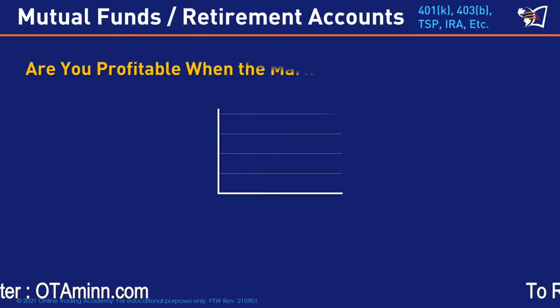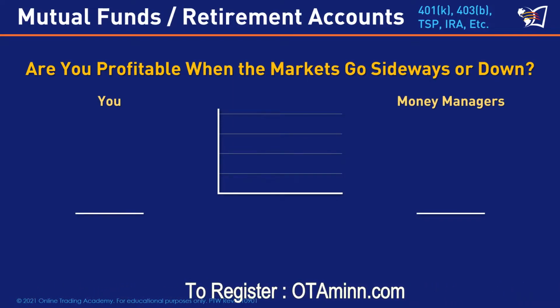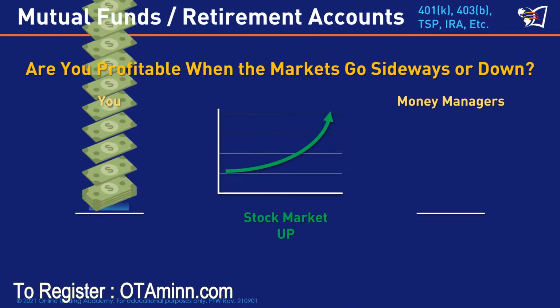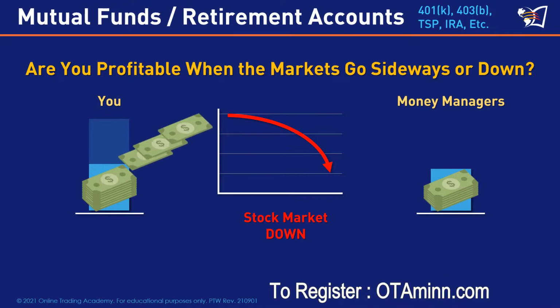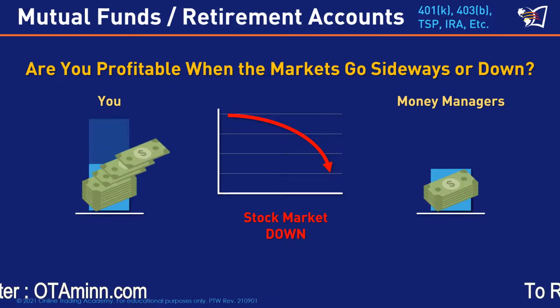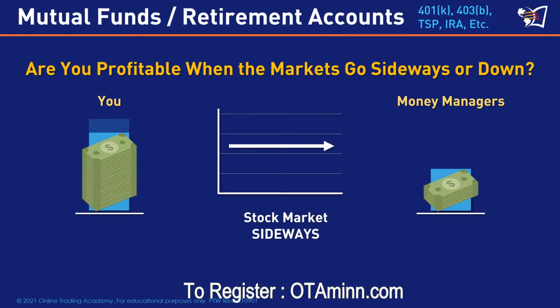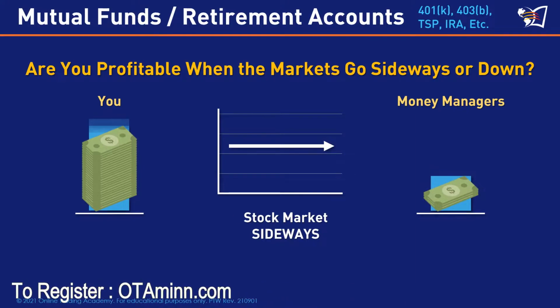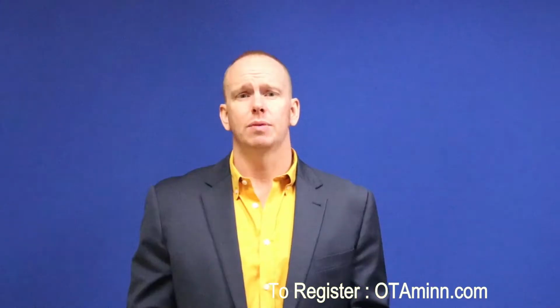So let's talk about your retirement account. Most of you probably have mutual funds in a 401k or an IRA. When the market goes up, you should be generating a profit. As markets go down, most likely you lose. But you're actually taking a bigger loss because the money manager is still taking that fee. Now what happens when the market goes sideways? Most people think, hey, I break even. You actually lose money because you're still paying that money manager in sideways markets.